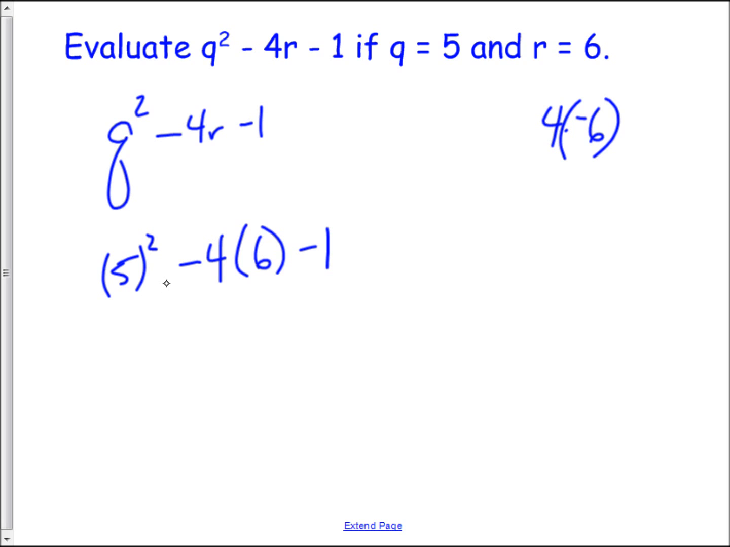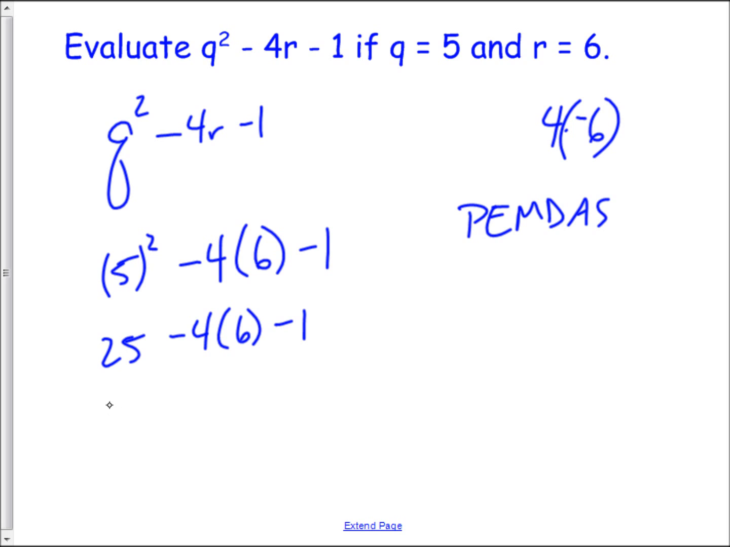All right, so now that we did our substitution, again, PEMDAS, we need to do our parentheses first. Well, really, I don't have any parentheses. So next is exponents. So we'll do 5 squared, which is 25, minus 4 times 6, minus 1. Okay, next thing is multiplication and division. So I have multiplication happening right here. So we're going to do 25 minus 24 minus 1.